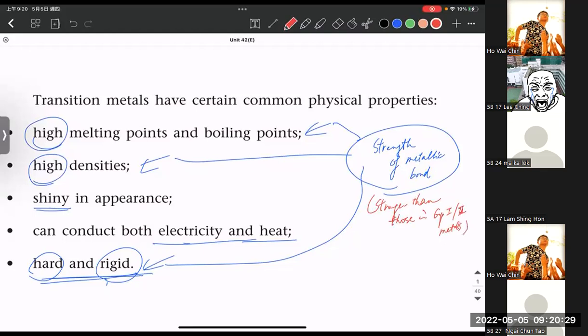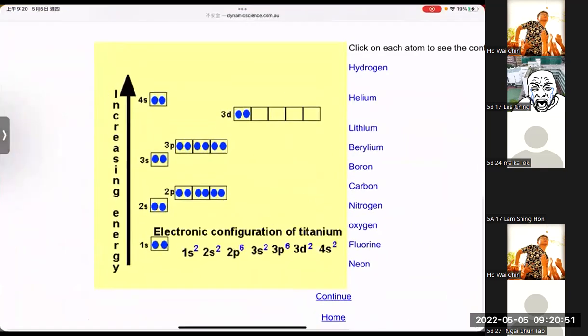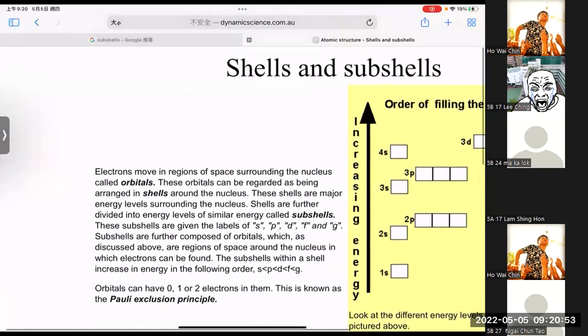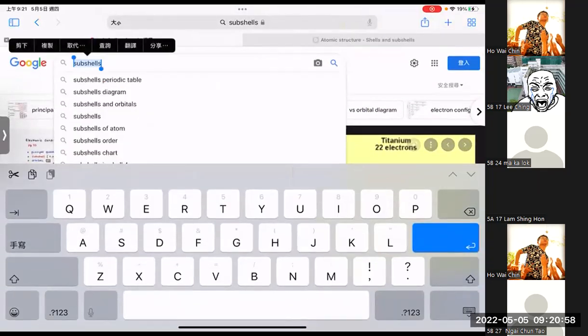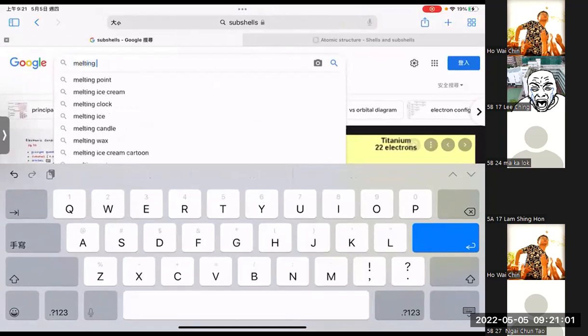Right? So let's try to verify this by checking its melting point, for example. Melting point, density, take a look. Now search on the web. You may also search on the web by yourself, melting point, density, and try to verify these. And you are going to find this one, the melting point of transition metals.